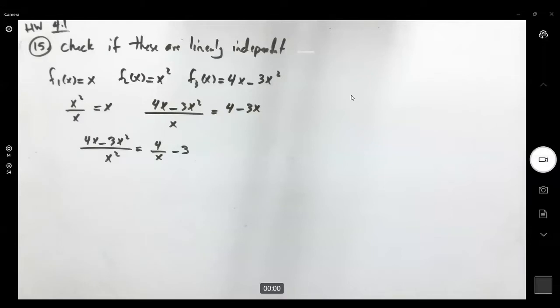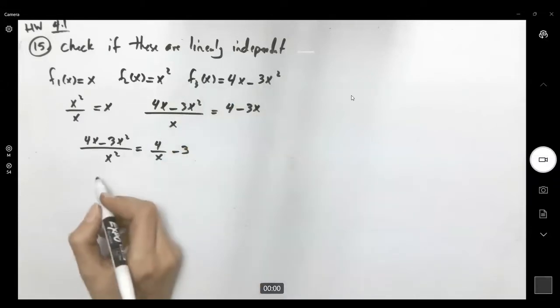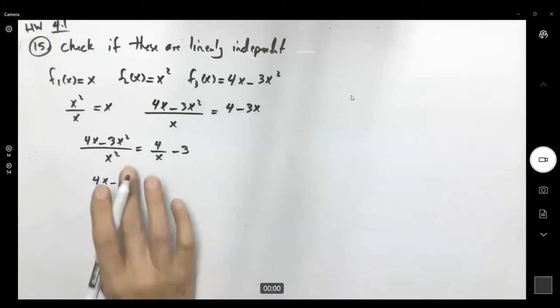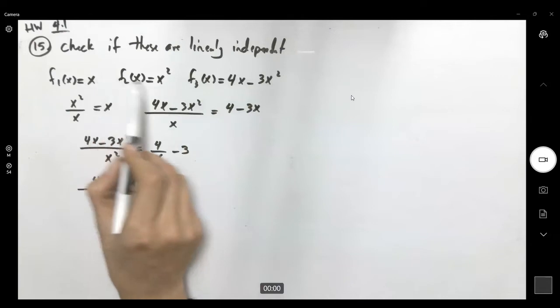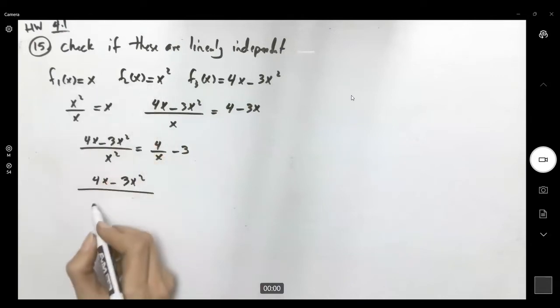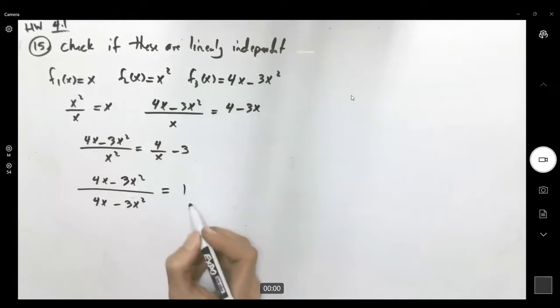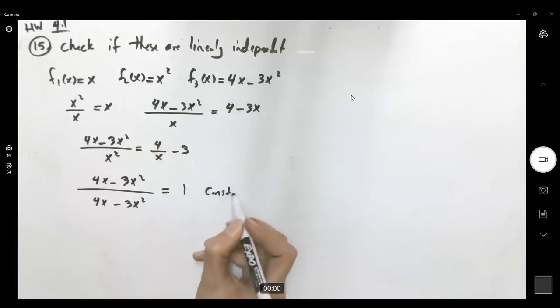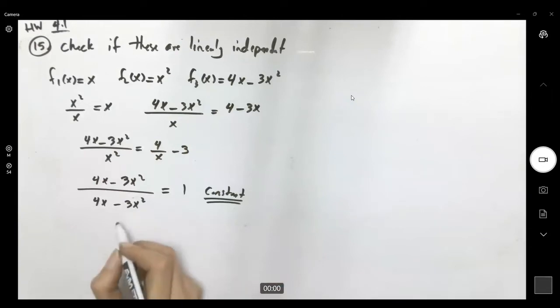Let's check the combination of these. So, for example, if I take this function, 4x minus 3x squared, and form a linear combination of these two, 4x minus 3x squared, becomes 1, which is constant. So it means that they are linearly dependent.